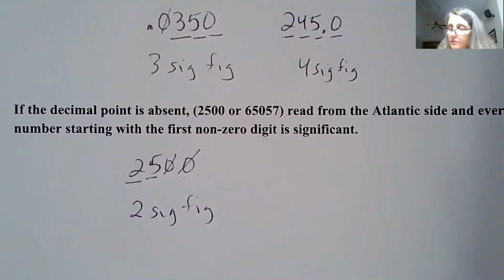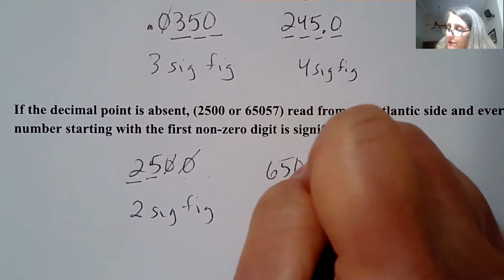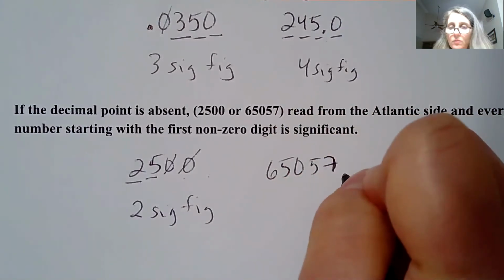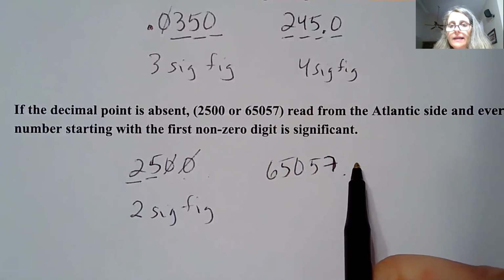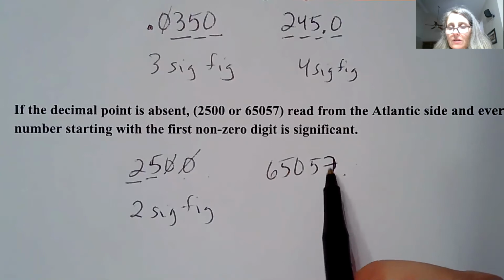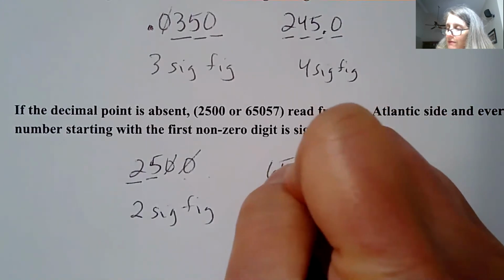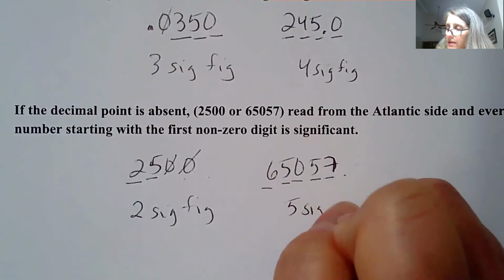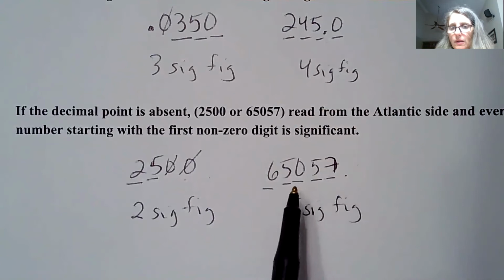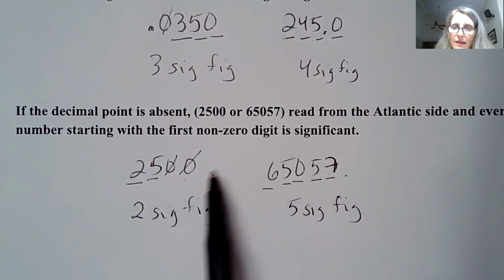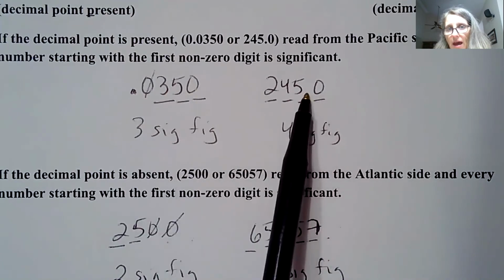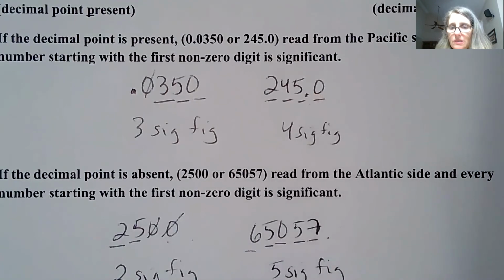If I take 65057, again, there is no decimal point present, so I'm going to start on the right-hand side, the Atlantic side. I'm going to start counting when I hit the first non-zero number. Well, that's the 7. That means the 7, the 5, the 0, the 5, and the 6 are all significant. So again, we've covered all of the rules that they talk about in the book, like if a 0 is between, if the 0 is on the end, it doesn't count. If a 0 is starting the number, it doesn't count either. If it's after a decimal, like at the end of this number, it does count.